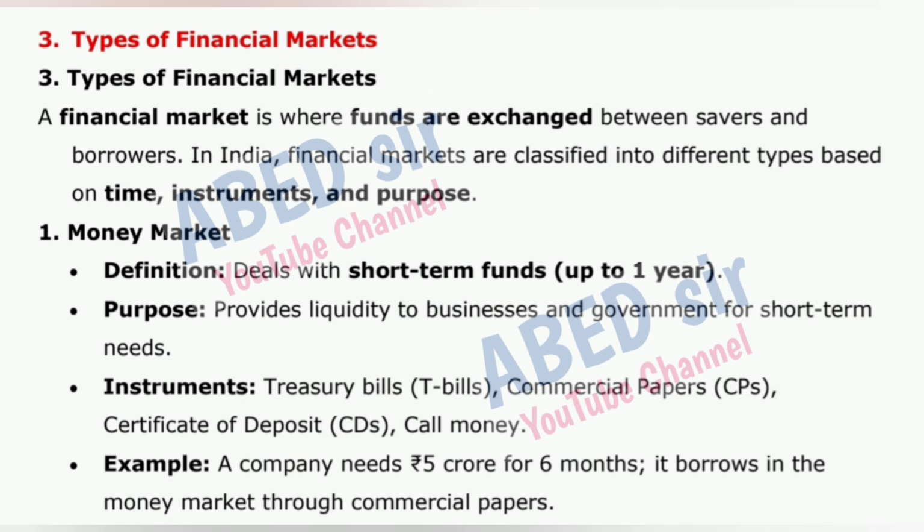Instruments: treasury bills, T-bills, commercial papers, CPs, certificate of deposit, CDs, call money. Example, a company needs 5 crore rupees for 6 months. It borrows in the money market through commercial papers.